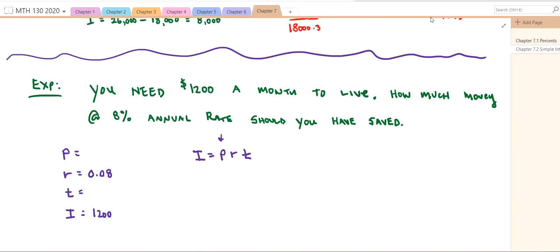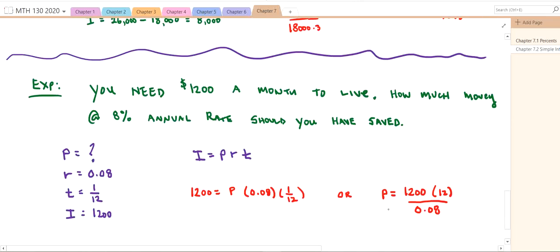The next tricky idea: what is the time? Well, we've normally been using years, but we're talking about a time of just a month. That's less than a year, and in fact there are 12 months in a year. So really, for time, we're looking at 1/12. So here I populated the formula. Now I solve for P, and the answer is 180,000. So you need 180,000 in the bank if you want to live off the interest, which will be $1,200 a month.